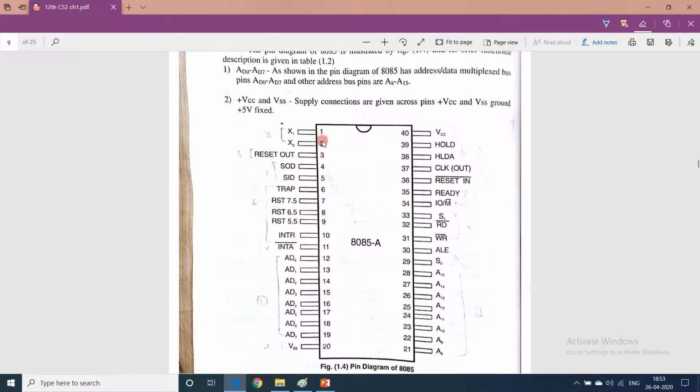First pin means X1 pin. Second pin means X2 pin. You cannot write that the first pin is AD0. No, AD0 is the 12th pin. AD0 to AD7. Then address bus A8 to A15, from pin 21 to 28, 8-bit address bus. This is the 5-volt power supply, and this is ground.